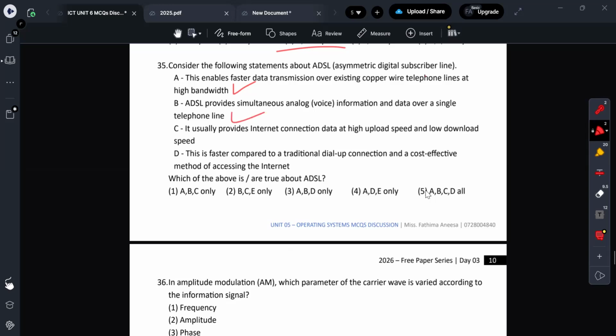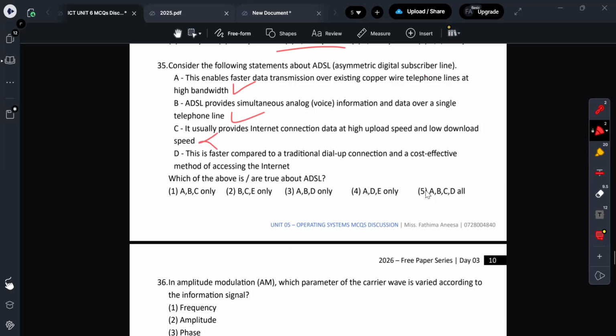It usually provides internet connection data at high upload speed and low download speed. It is true. Asymmetric means the speeds are uneven, providing high download speed and low upload speed. So remember, the upload speed is low, but the download speed is high. In this, they have said the opposite.